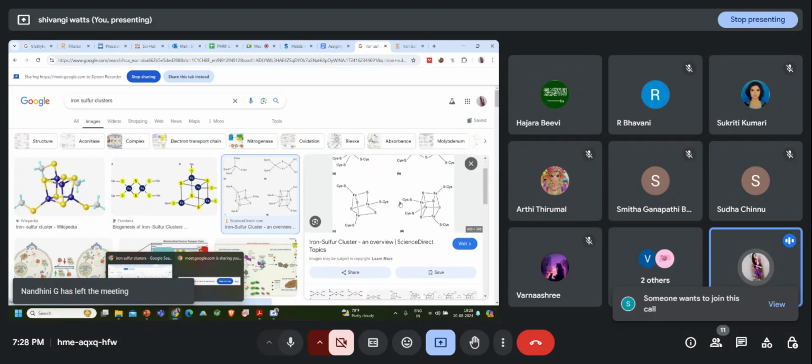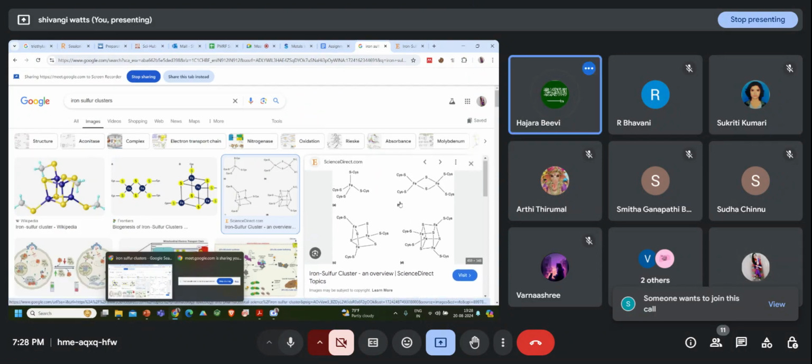Are you able to see the screen? Yeah, now I can see. So if I was talking about these four, all four are iron sulfur clusters only, and all four we will call iron sulfur clusters or iron sulfur proteins, or collectively redox proteins. If we categorize into two classes, one is ferredoxin, one is rubredoxin. Here, in this one, iron is coordinated to all the sulfur of cysteine residues.